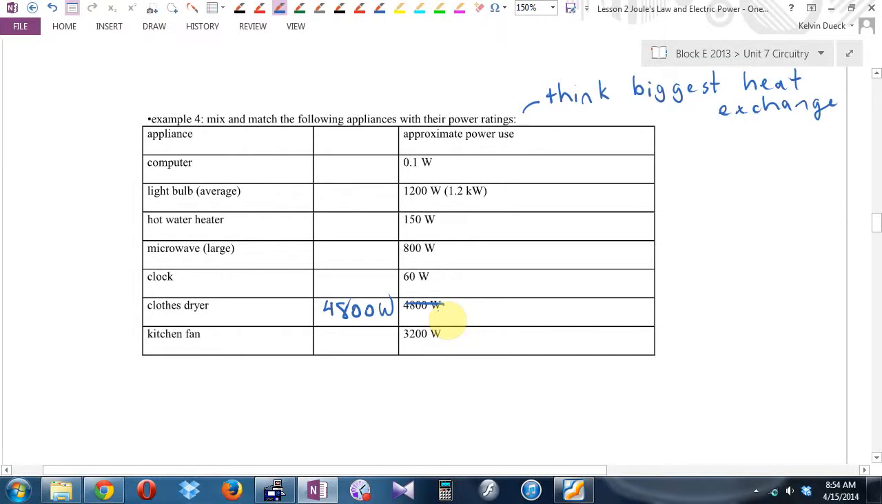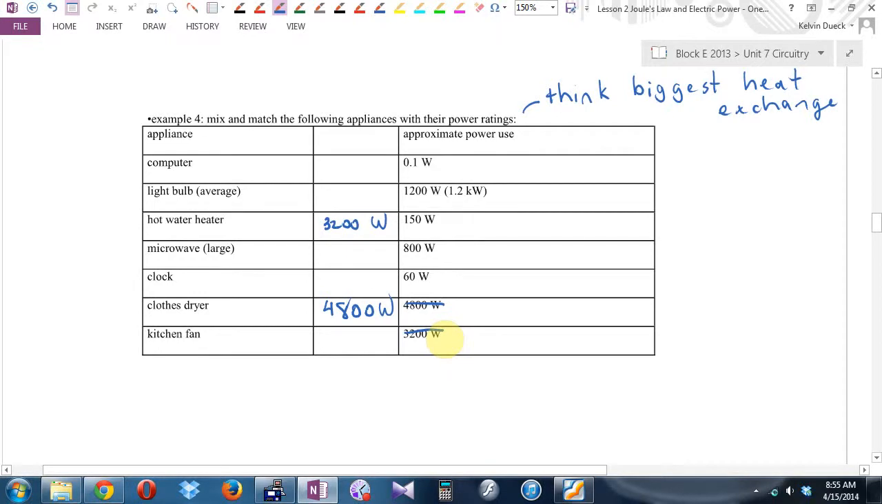What do you think moves the next largest amount of heat? Probably a hot water heater. But it doesn't require a special plug. And by the way, yours may not be electric. Many hot water heaters actually run off natural gas now, too. Okay.